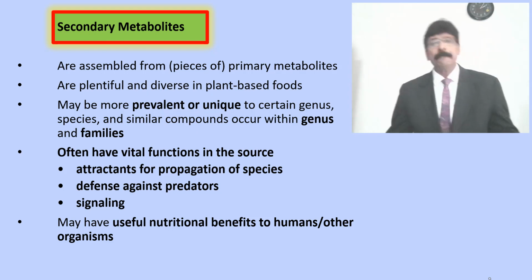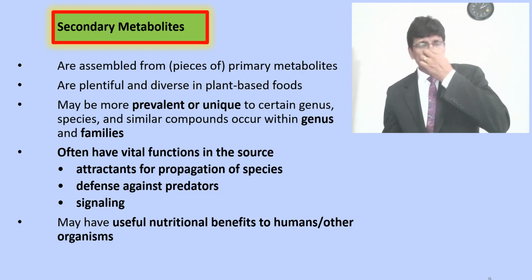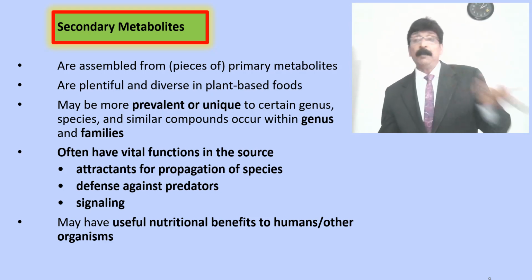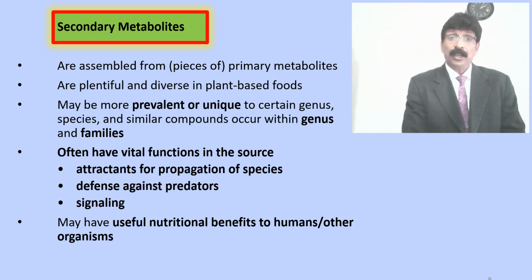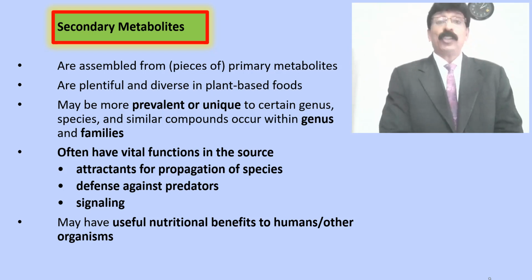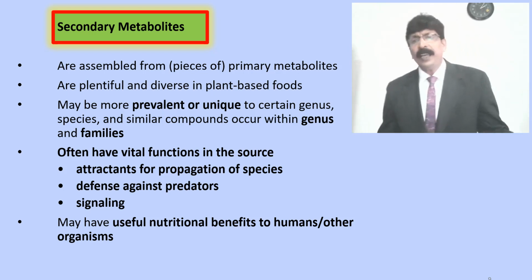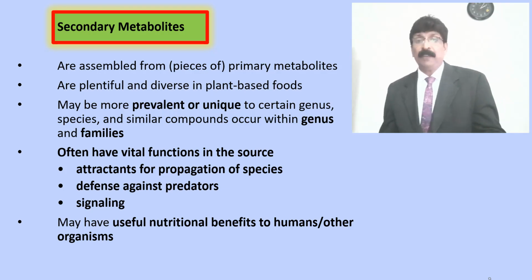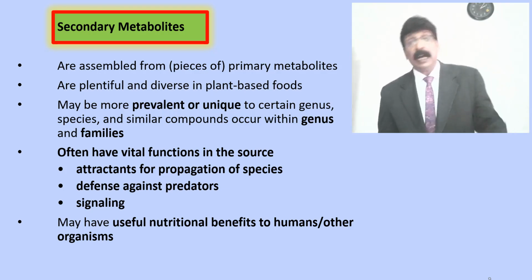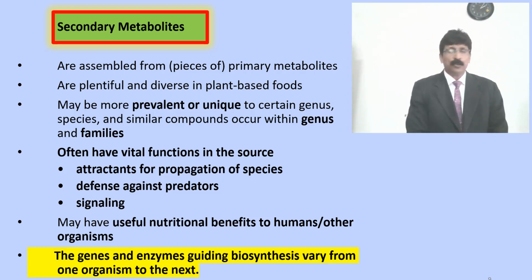Signaling, for various signaling, it can be taken into consideration as genetic changes and hybrid varieties. So these are all secondary metabolites, and most of them are used by human beings, and many of them have useful nutritional benefits to humans and other organisms. We are using plant sources for secondary metabolites.